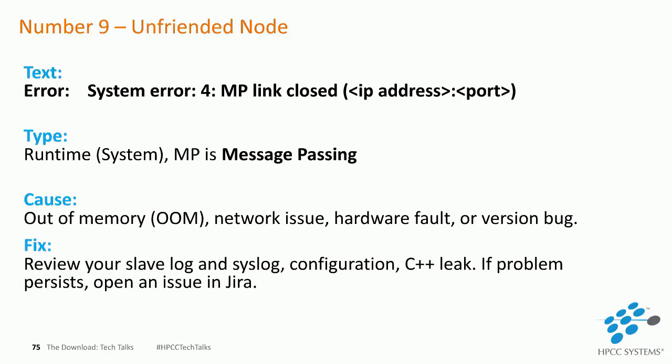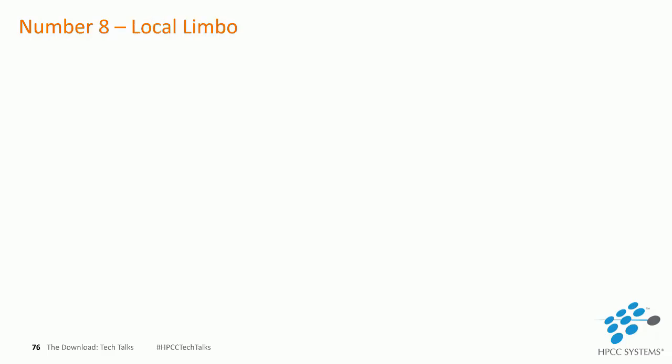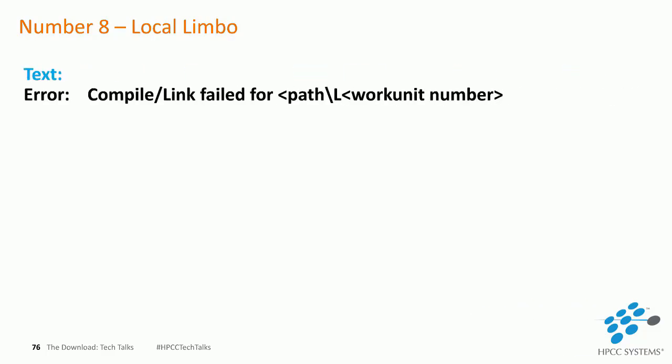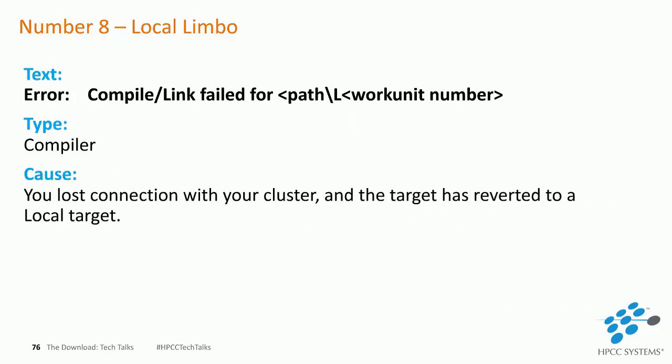So that's number 9, which we call the unfriended node. Number 8, local limbo. In class a lot of times people will bring in their laptops, and all of a sudden they come running up to me in a panic and say, Bob, I'm getting this error, compile link failed, and their work unit number is showing the capital L in front of it, and then of course the date and the time and everything else. Well, again, this is a compiler error.